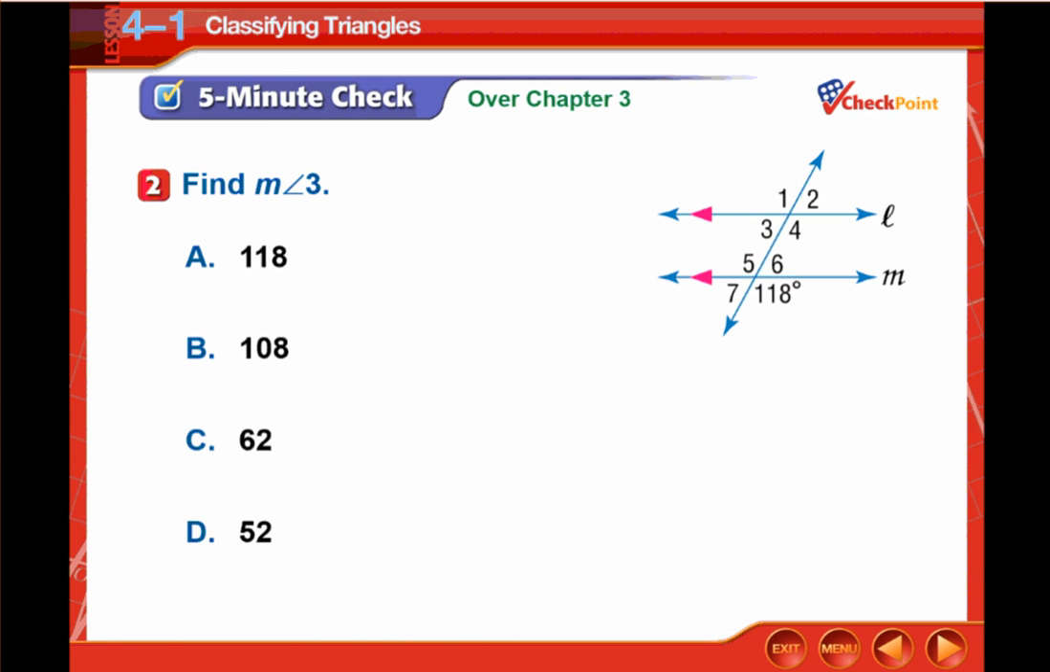Second question. Find the measure of angle 3, and note that the measure of angle 8 down here has been given to us as 118 degrees. So with that angle, we should be able to find all the others since the lines are parallel, using the relationships we learned in our last chapter. So take a moment and find the measure of angle 3. We can pause right here.